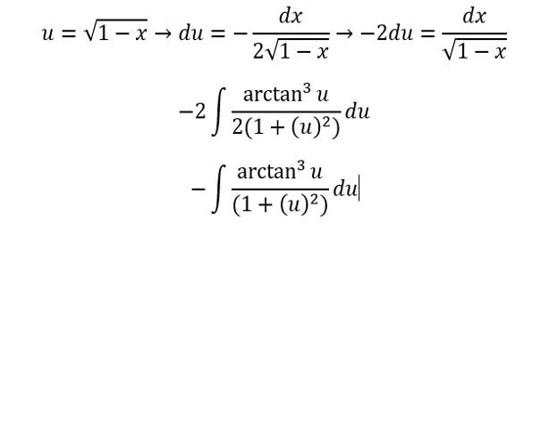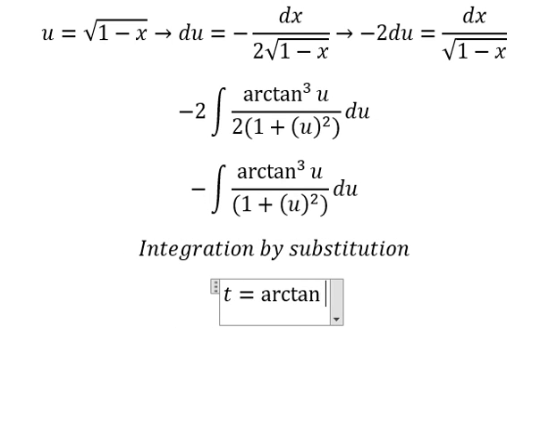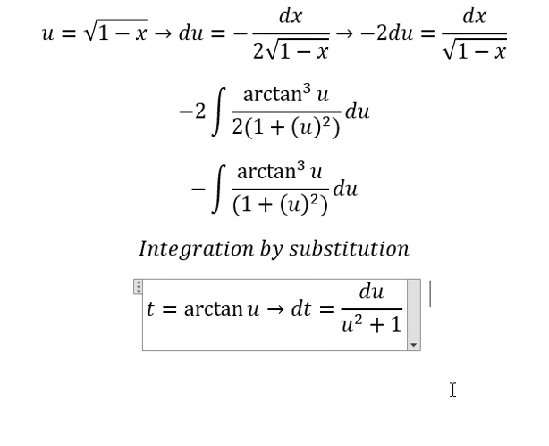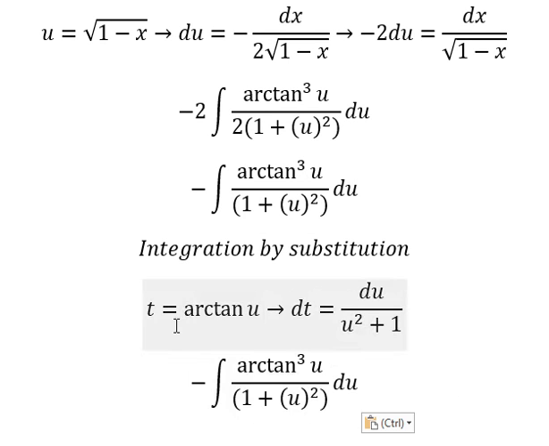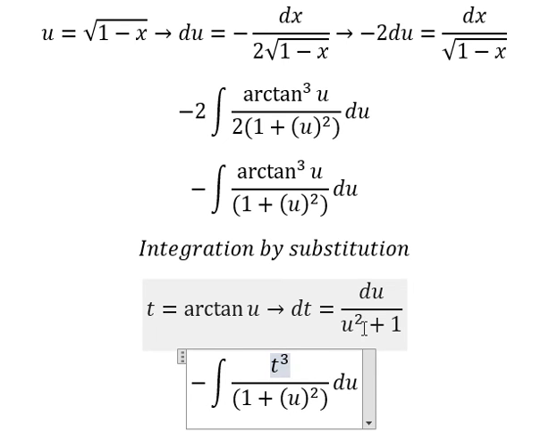Next, we need to use integration by substitution. So I will put t equal to arctan of u. If we first take the derivative of both sides, we have dt equals du over u squared plus 1. About arctan of u, we change for t. Du over u squared plus 1, we change for dt.